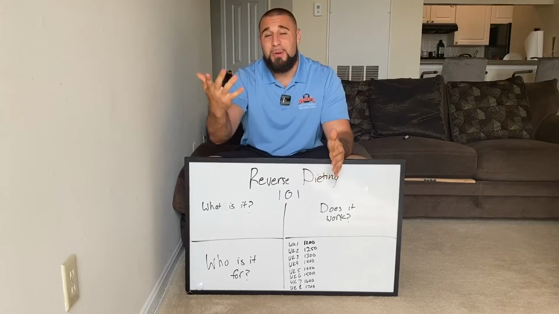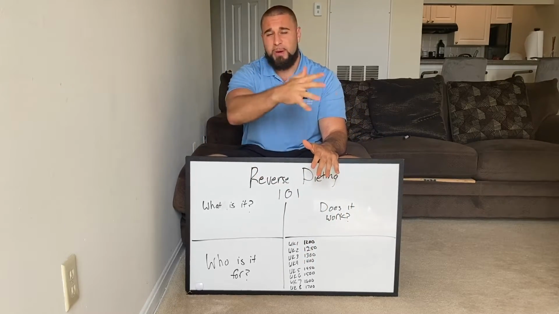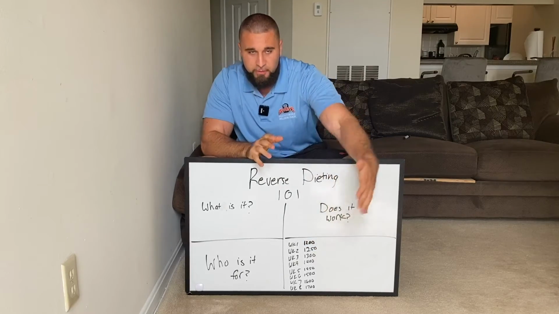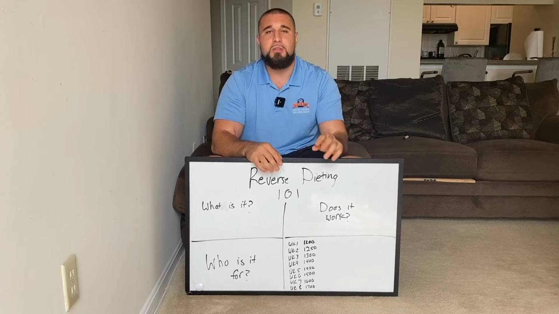Let's go. So we are back. Let's go over a sample reverse dieting protocol, what this may look like week by week, okay? So let's just say, for example, you start at 1,200 calories. That's how many calories you need to lose weight.